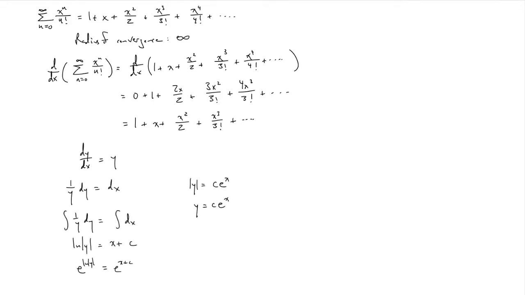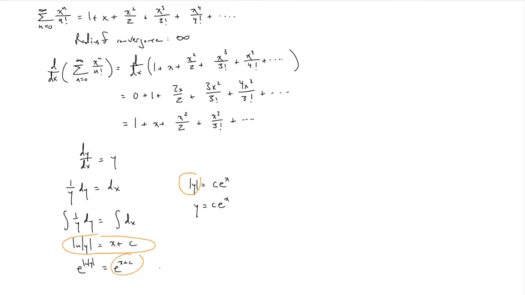And when you separate the variables and then integrate, you get that the natural log of the absolute value of y is equal to x plus c. And then raising e to both sides, you get that e to the natural log of the absolute value of y is e to the x plus c, and e to the natural log of the absolute value of y is just the absolute value of y.